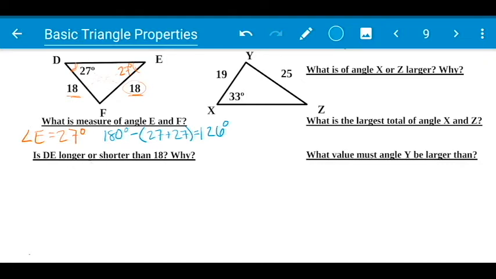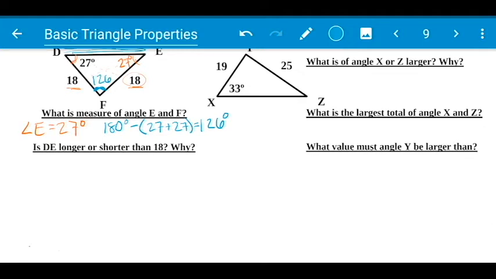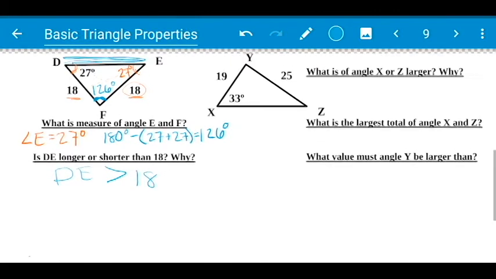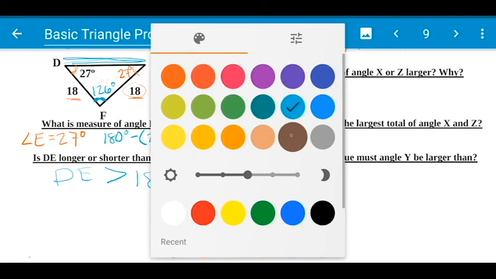Is DE longer or shorter than 18? Well, DE is this side over here, which is proportional to the 126 degrees that we had for F. Well, 126 was our largest angle, so that means that DE is our longest side. So DE is greater than 18 because it has to be greater than everything else. Now, let's move on to our last example.